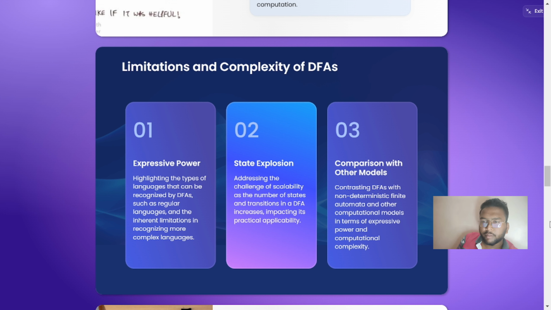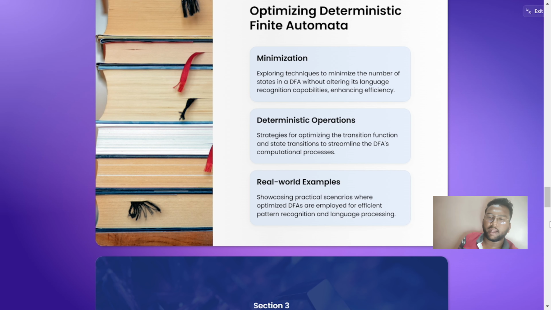So in this process of minimization, we explore techniques by which the number of states can be reduced in a DFA without changing or altering the language recognition capabilities, enhancing efficiency. Then deterministic operations: strategies for optimizing transition functions and state transitions to streamline the DFA's computational process. Actually, it reduces the load on the DFA.